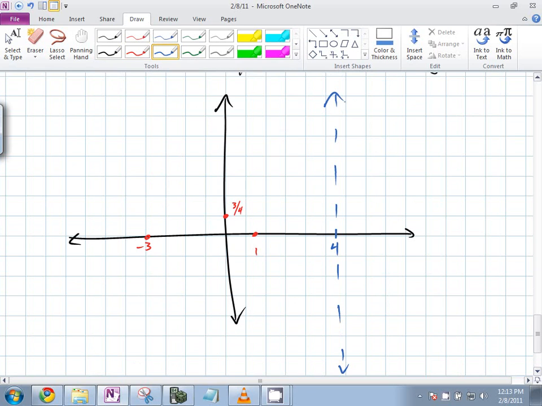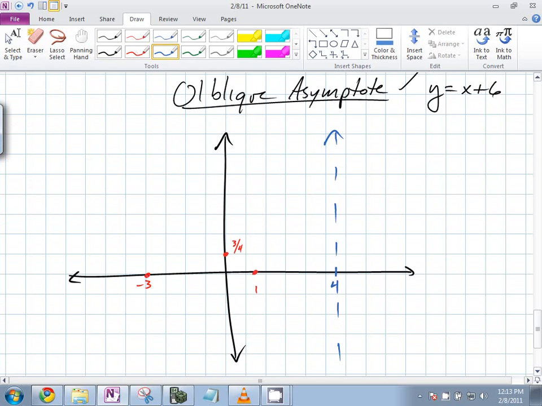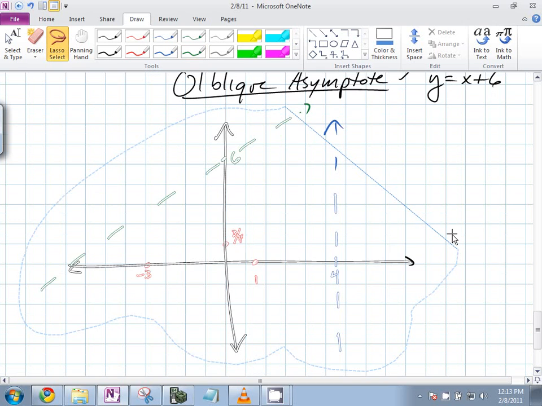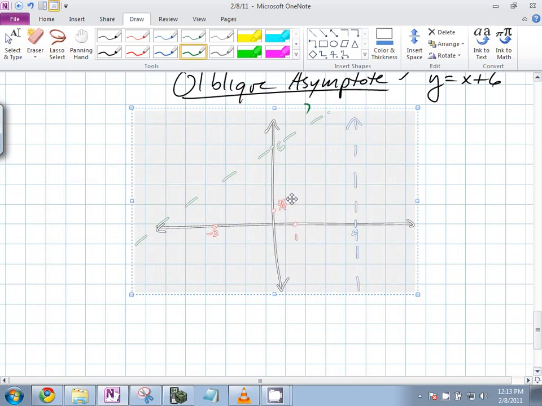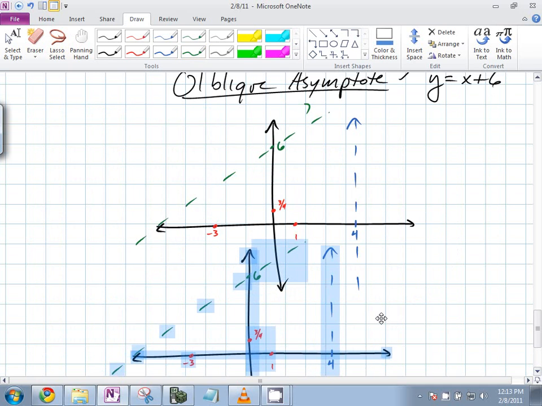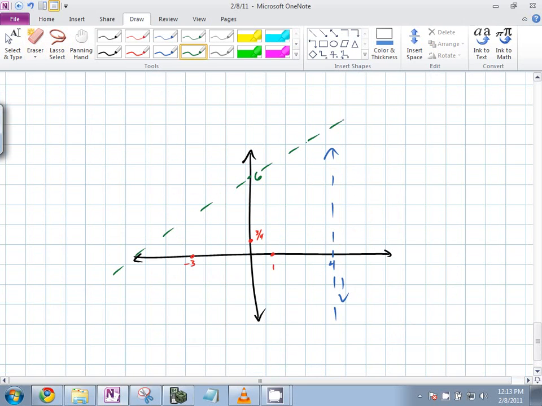Okay, and what about the oblique? The oblique was y equals x plus 6. I'm not going to use the same scale, but I'll use a different color here. So let's say that was 6. Yes, hold on. You do a dotted line. It's not there, is it? It's just a boundary. I need to make more space. Okay. These boundaries keep on going, right? They keep on going.